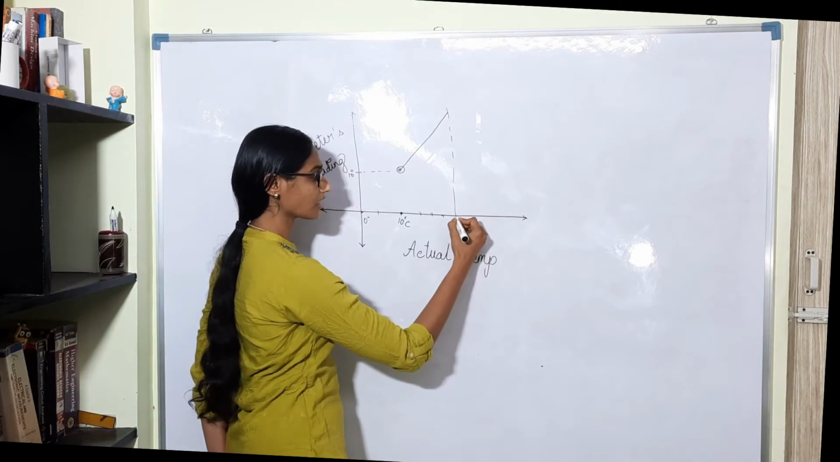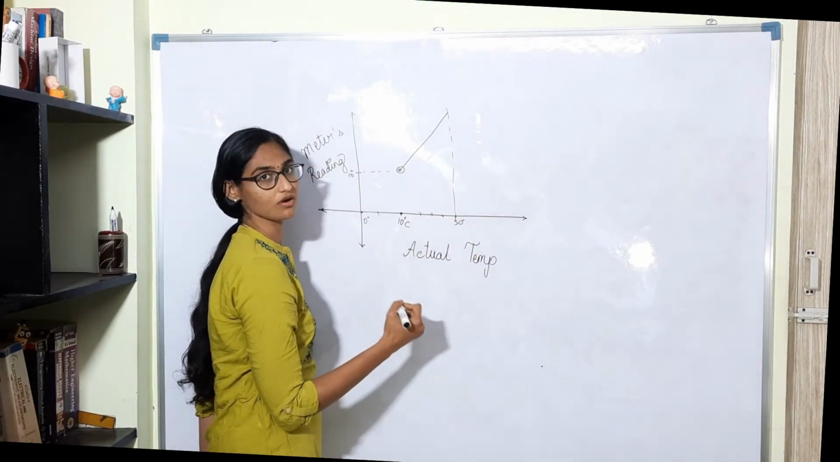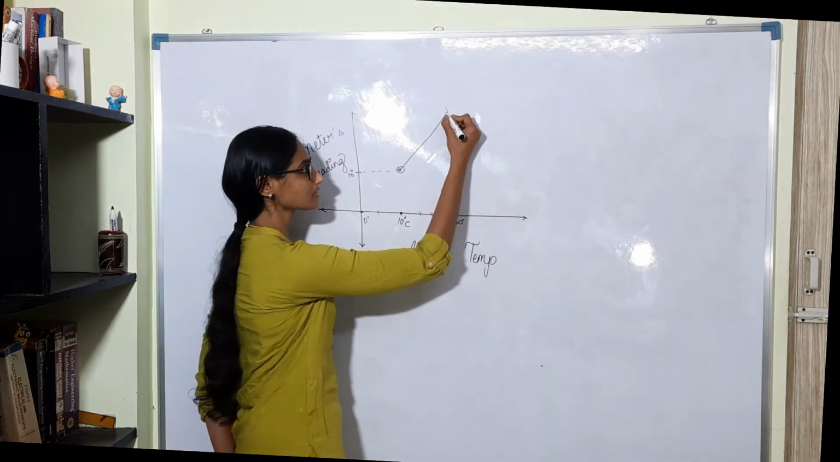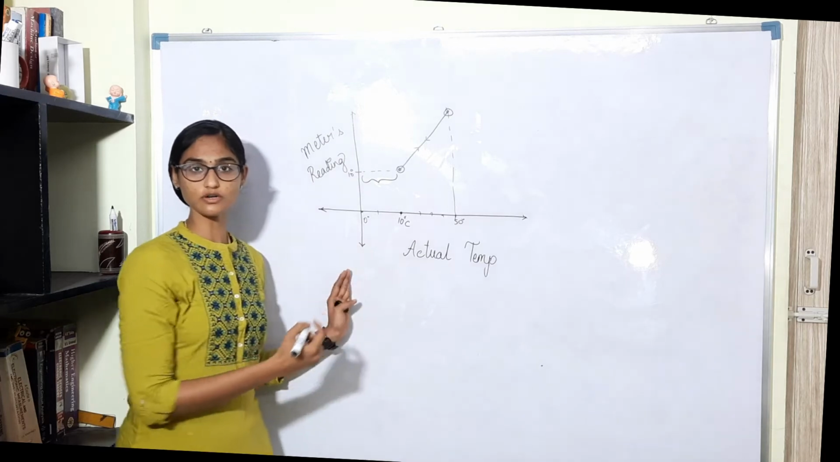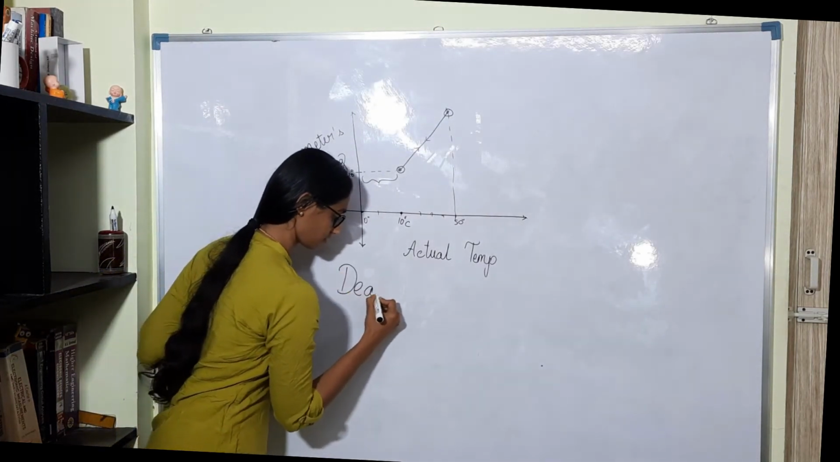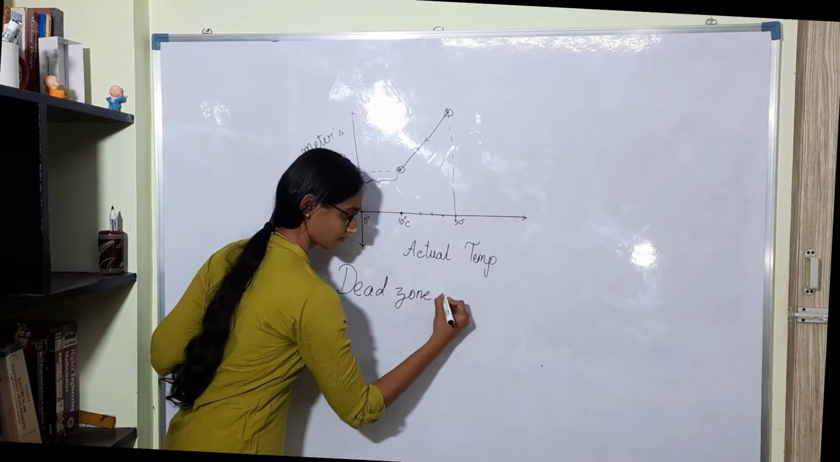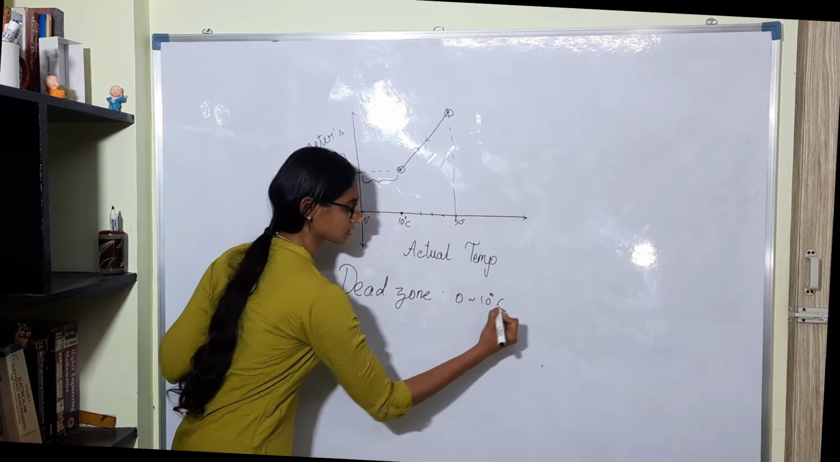And from here on, when you are continuously increasing the temperature, the reading keeps on increasing. And let's say at 50 degrees Celsius, you are reducing the temperature. In that case, it will also fall back along the same path. This gap from 0 till 10 degrees Celsius is called the dead zone. The dead zone is from 0 till 10 degrees Celsius.